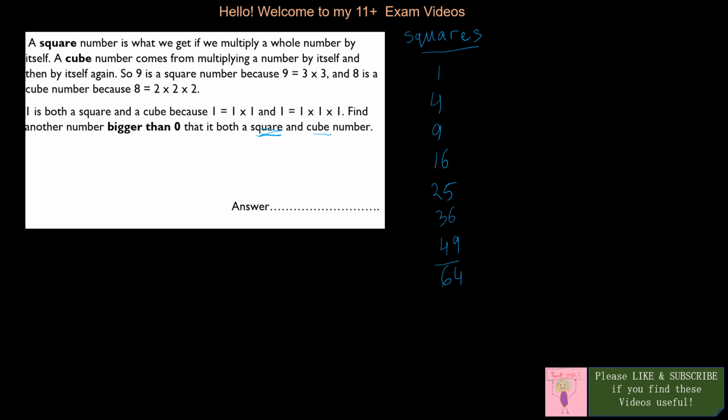Aha! I got my answer because this is 8 times 8, and it also equals 4 times 4 times 4. 4 times 4 is 16, 16 times 4 is 64. Okay, so your answer is 64, both a square and a cube number. Okay, next question.